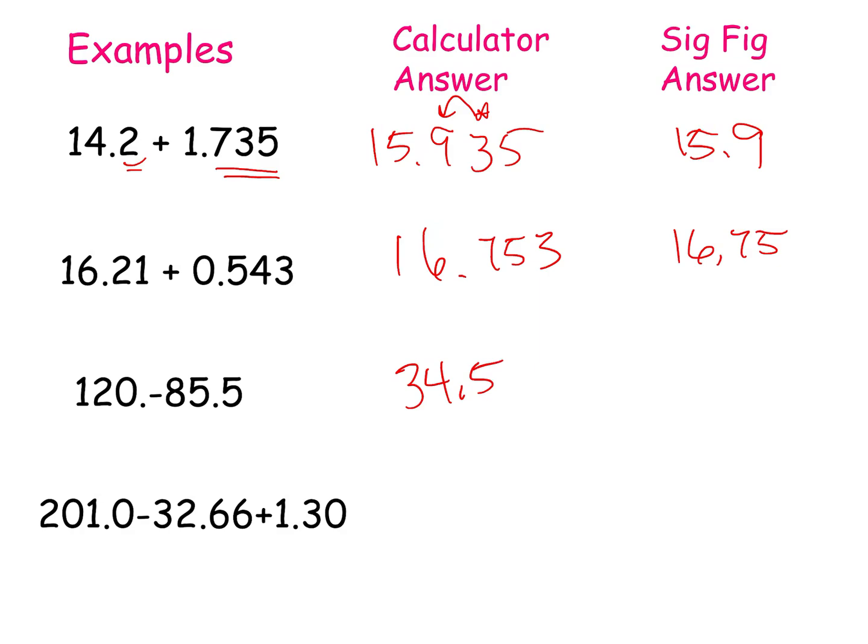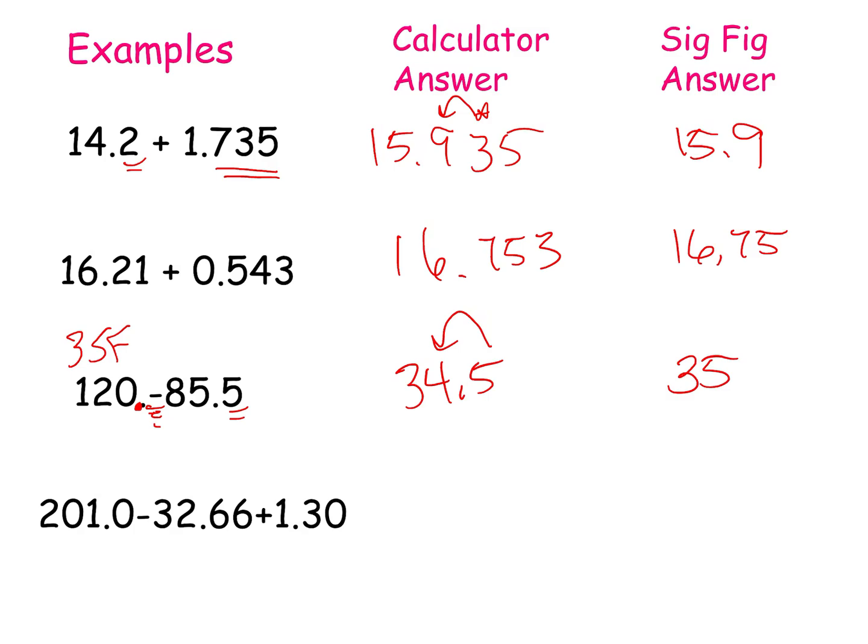120 minus 85.5 gives me 34.5. Be careful. This has 1 decimal place. Technically, this has nothing in the decimal places. You might argue with me, why is there a decimal place here? Well, that's to tell you this has 3 sig figs total. But subtraction has to do with number of decimal places, which this has none. So if I'm rounding that to 0 decimal places, this 5 would round that up. You would have 35. Final answer.